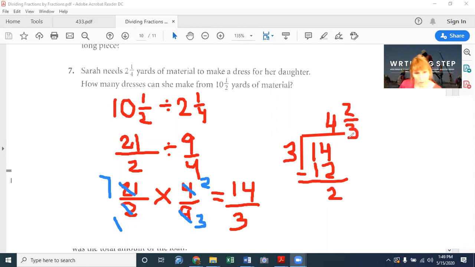Now, what is the question asking us? Sarah needs 2 1/4 yards of material to make a dress for her daughter. How many dresses can she make? Don't get tricked on this question. Can she make 2/3 of a dress? No. So she's going to be able to make 4 whole dresses and then 2/3 of another dress, which doesn't really make sense. So you want to say your answer then is she can make 4 dresses. She'll have some material left over and she can put that away for some other use, right? So she can make 4 dresses. I'm going to write the word dresses. So when you get a problem like that, always go back to the question and ask yourself, what are they really asking for?